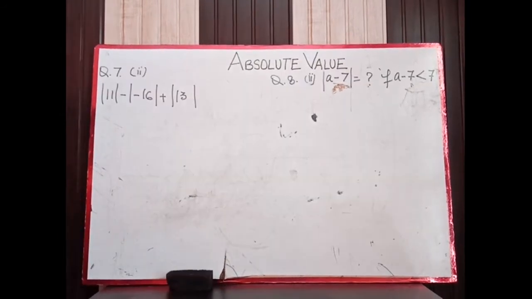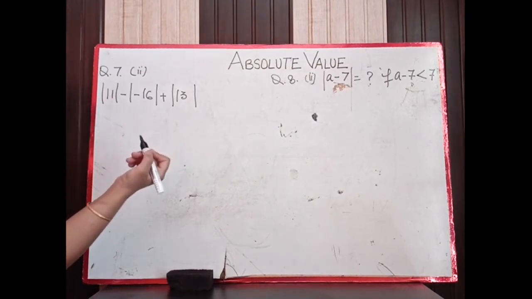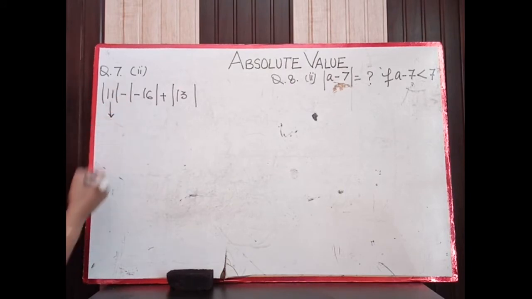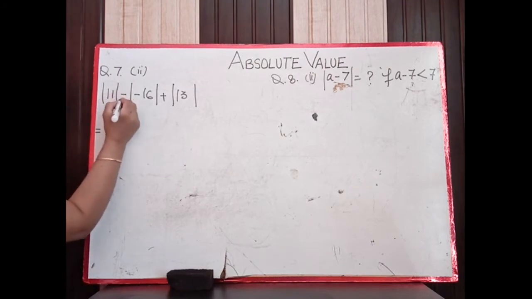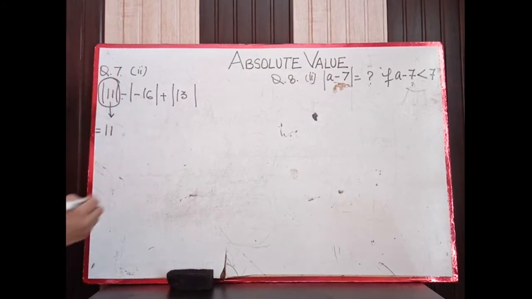Let's take some questions on absolute value. This is the question we have to solve. We know what absolute value is, so let's find it. Here we have the absolute value of 11, so the answer will be 11.